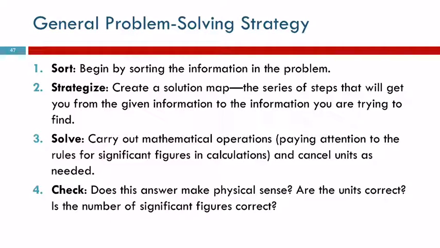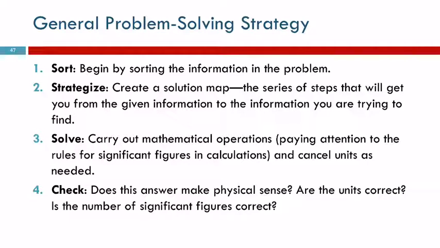We're going to sort. So we look at the information. Sometimes there's a whole bunch of numbers in there. We have to sort them. Decide, well, what's the starting one? What's the ending one? What might be conversion factors? Sometimes they throw in extra numbers that you don't actually need to use. Then we strategize. That's coming up with the solution map. Solving. That's where you actually do the math.